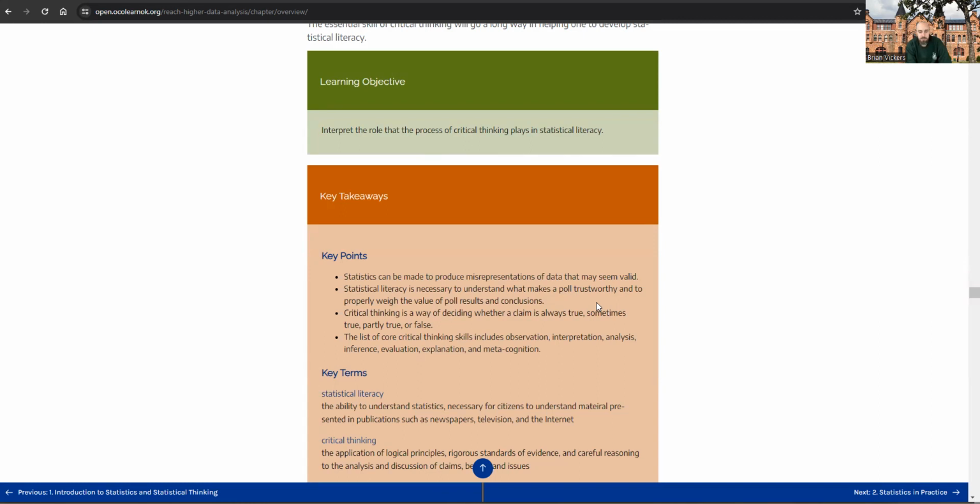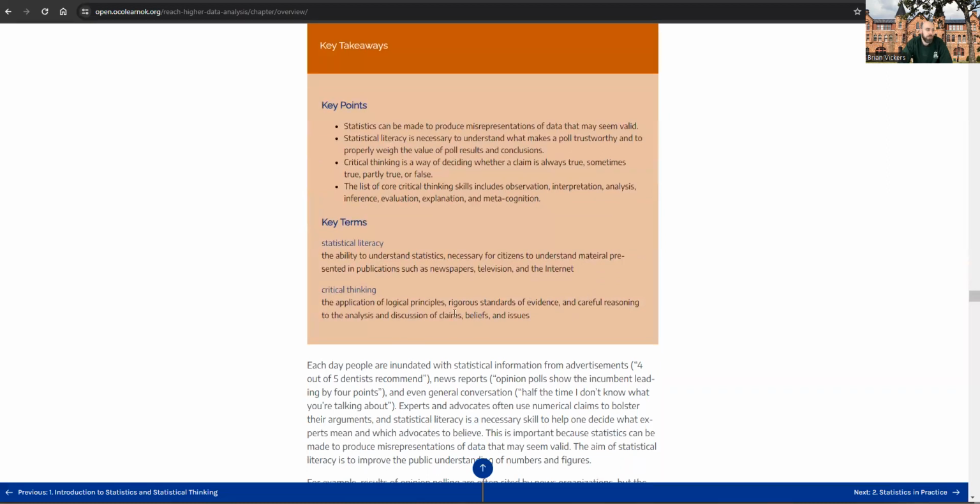I don't mean to say that critical thinking requires you to be skeptical, but by all means, no. It's being able to draw a conclusion or solve a problem in a way that makes sense by working through it. As it says here, applying logical principles, requiring rigorous standards of evidence, carefully reasoning it out, discussing claims, beliefs, and issues in a way that you can draw a conclusion that just makes sense.